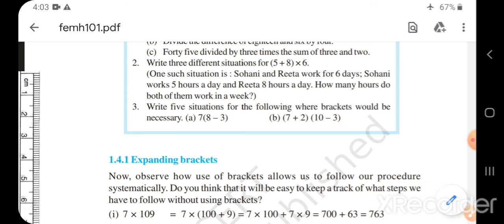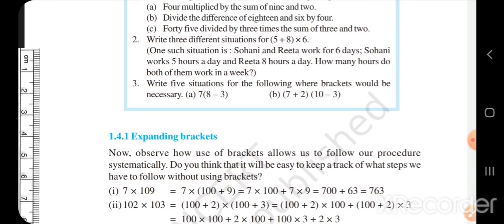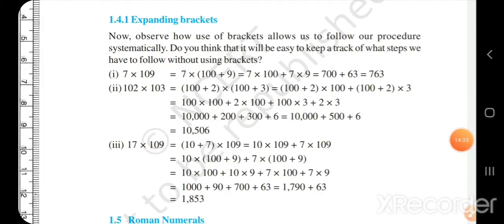Question 3 is, write 5 situations for the following where brackets would be necessary. So 7 into 8 minus 7 into 3. In this also a bracket is needed. You have to try by yourself. You have to write any 5 situations where brackets would be necessary. Here some examples are given.